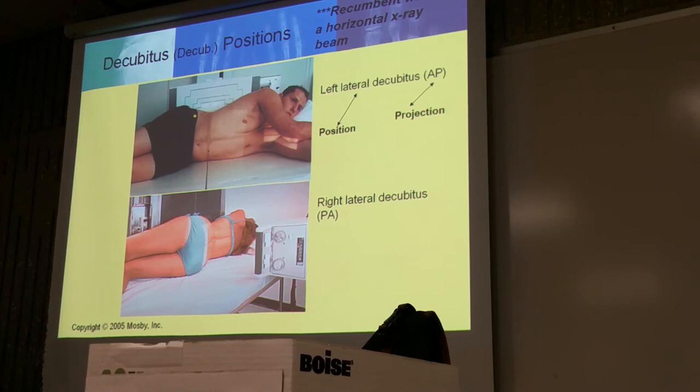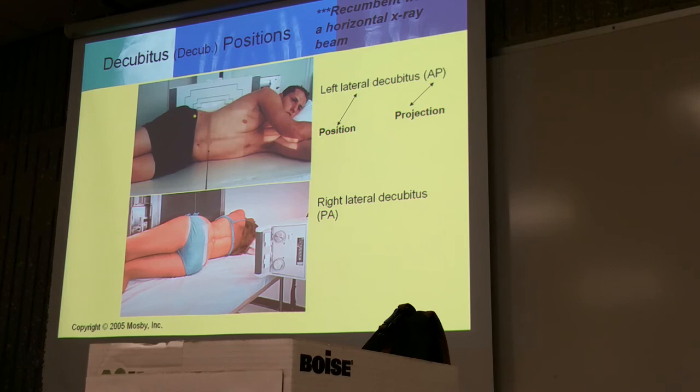Okay, again, just the term decubitus tells me two things: that the patient is lying down and it's a horizontal beam. So I don't have to say left lateral recumbent. I can say left lateral decubitus. Patient is lying down and they have a horizontal beam.